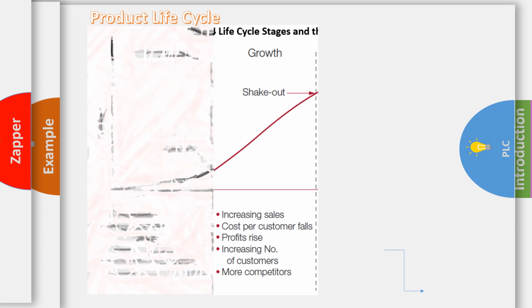So again, at this stage, you're going to have an increasing number of customers, but at the growth stage, you're going to get more competitors entering into the marketplace at this time, because they're going to see that if you can make a profit, then they can make a profit as well.